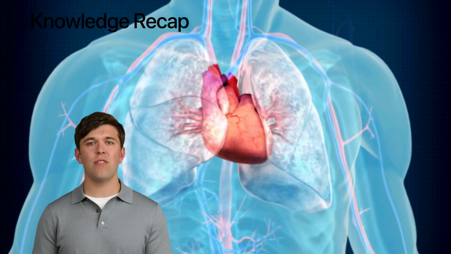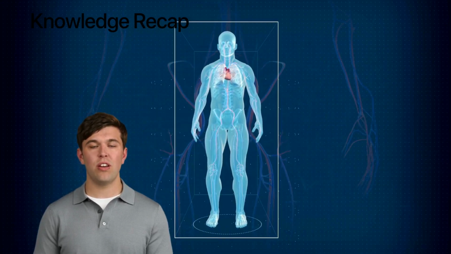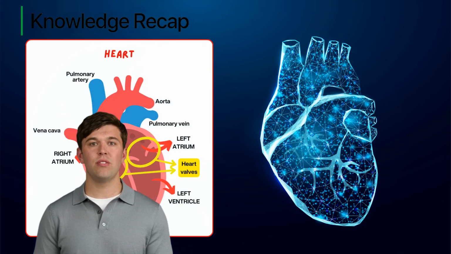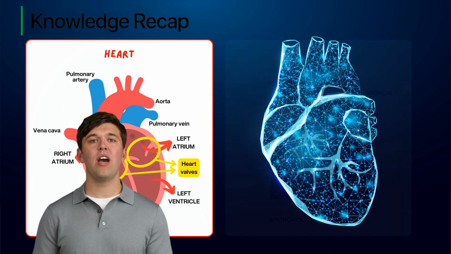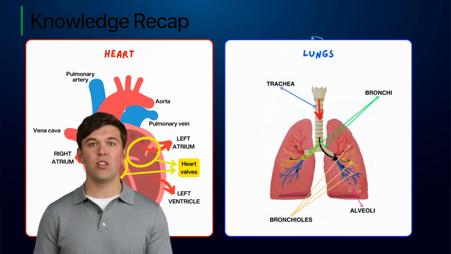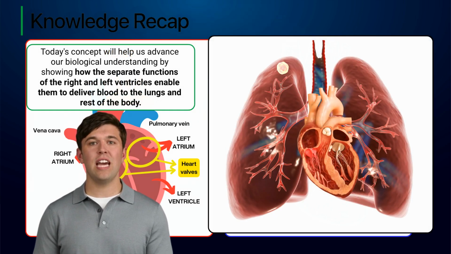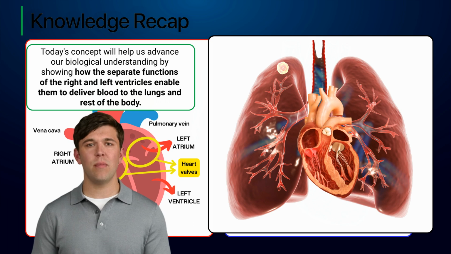So far, you have gained knowledge about the overall structure and function of the heart and lungs. You have learned about how the heart's chambers, valves, and blood vessels work together to circulate blood. And you have a basic understanding of how the lungs facilitate the exchange of oxygen and carbon dioxide. Building on this foundation, today's concept will help us advance our biological understanding by showing how the separate functions of the right and left ventricles enable them to deliver blood to the lungs and rest of the body.